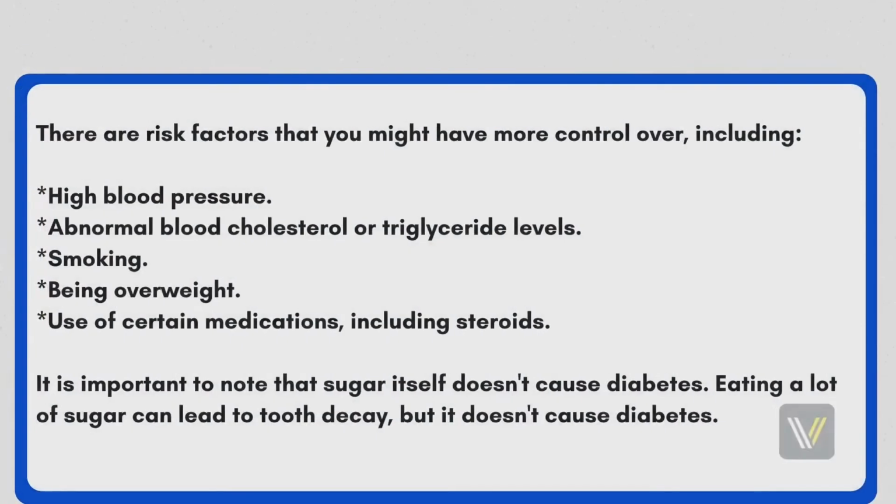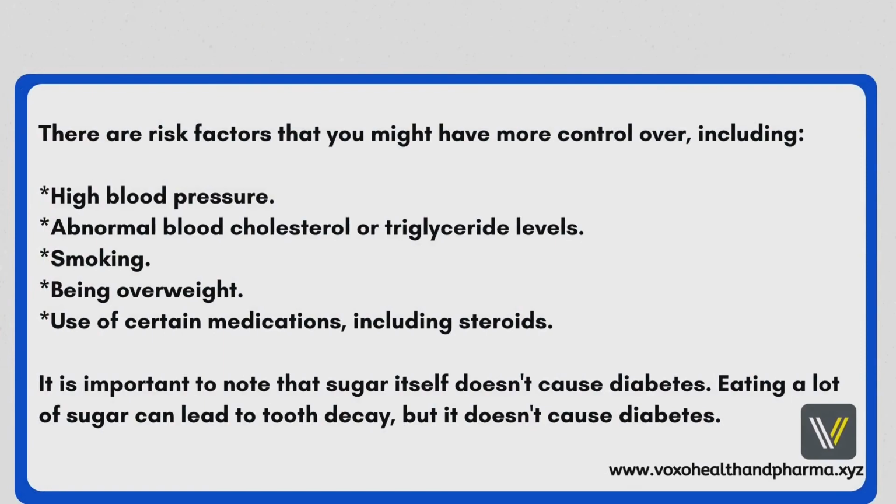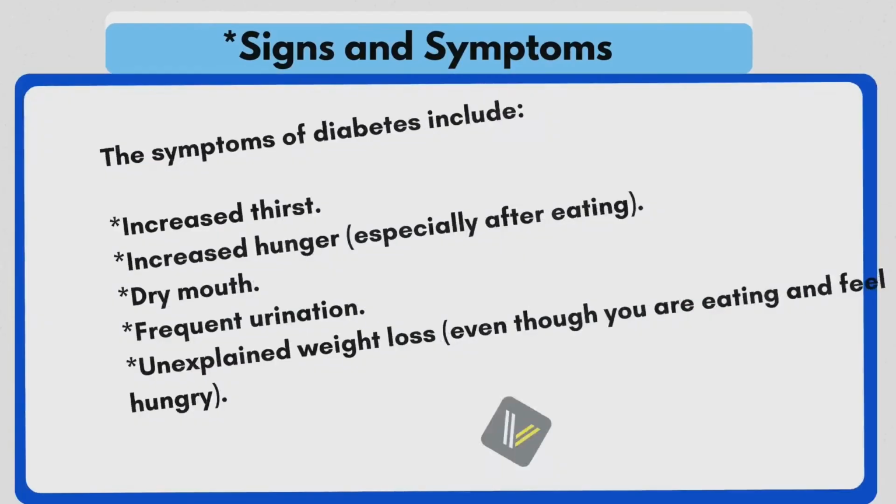There are risk factors that you might have more control over, including high blood pressure, abnormal blood cholesterol or triglyceride levels, smoking, being overweight, and use of certain medications, including steroids. It is important to note that sugar itself doesn't cause diabetes. Eating a lot of sugar can lead to tooth decay, but it doesn't cause diabetes.